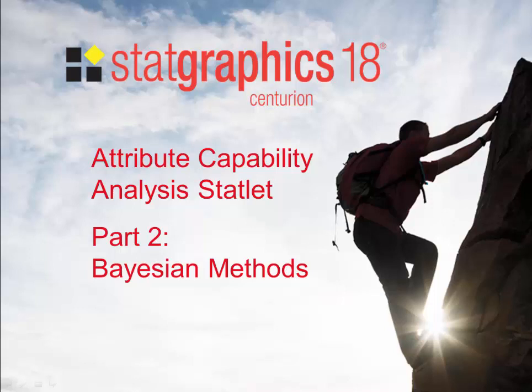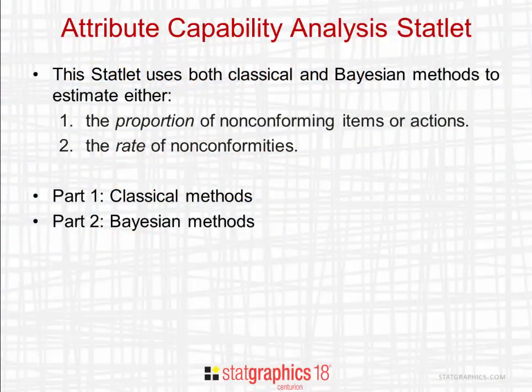This video is part 2 of a discussion of the Attribute Capability Analysis Statlet added to Statgraphics 18. Part 2 describes Bayesian methods. The Attribute Capability Analysis Statlet uses both classical and Bayesian methods to estimate either the proportion of nonconforming items or the rate of nonconformities.